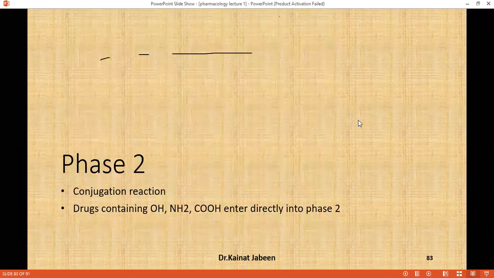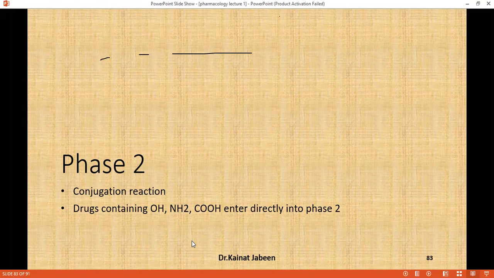The next phase is the conjugation phase, or phase 2. The drugs which are not completely converted into hydrophilic form enter into phase 2. But some drugs are directly involved in the phase 2 reaction. So the drugs containing OH, NH2, COOH directly enter into phase 2 without passing through phase 1.